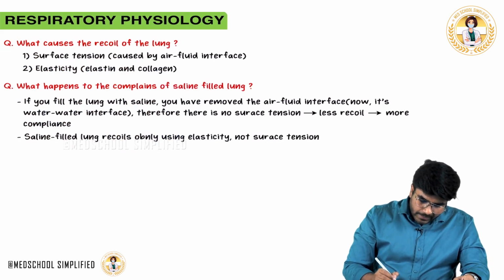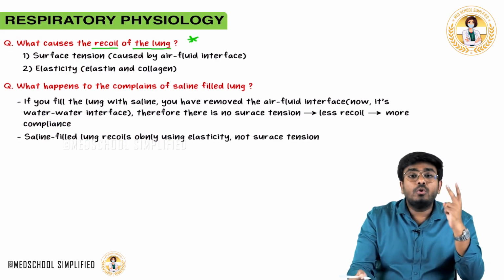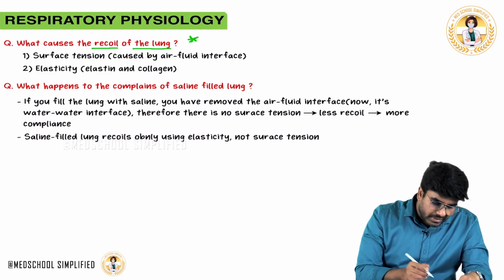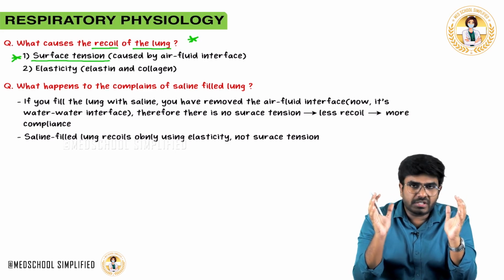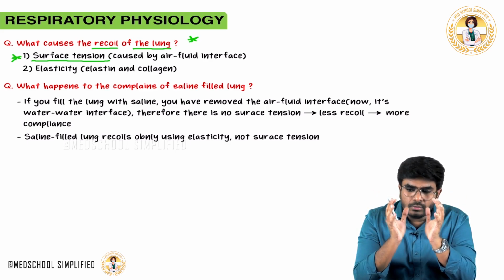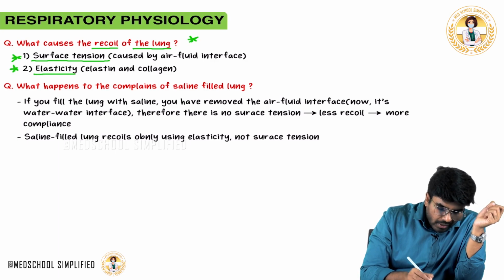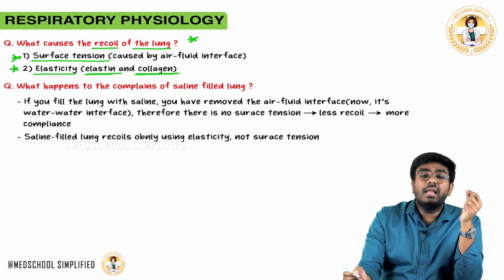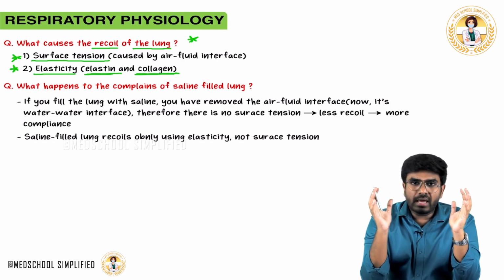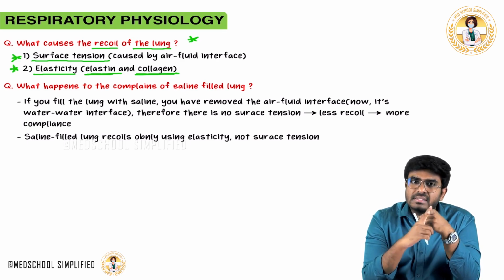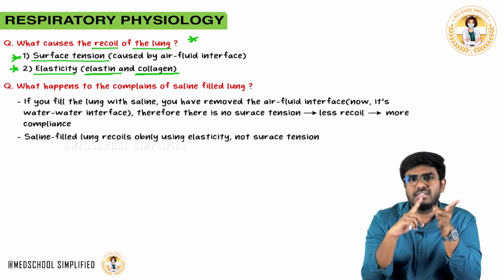Now, what causes the elasticity in the lung, or what causes recoiling of the lung? There are two collapsing forces inside the lung. First collapsing force is the surface tension. Surface tension is responsible for the elasticity of the lung. Whatever surface tension is there inside the lung, it will try to collapse the lung. The other is the elastin fibers and collagen fibers, which are also responsible for the recoiling nature of the lung. So the lung is collapsing because of two reasons: one is surface tension and the other is the presence of elastin fibers and collagen fibers.